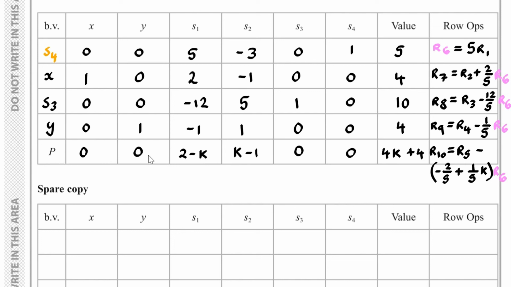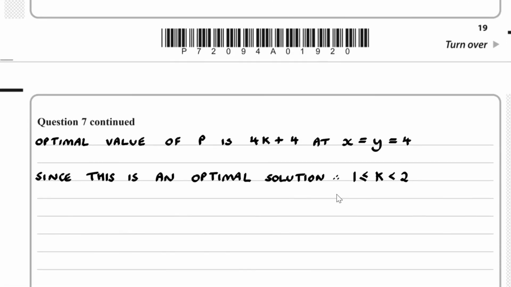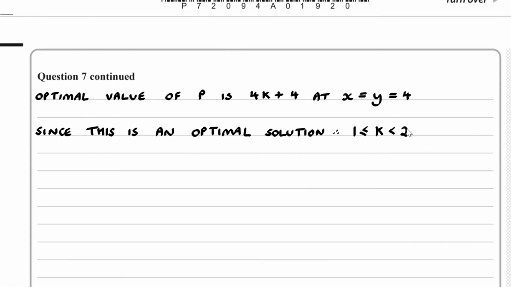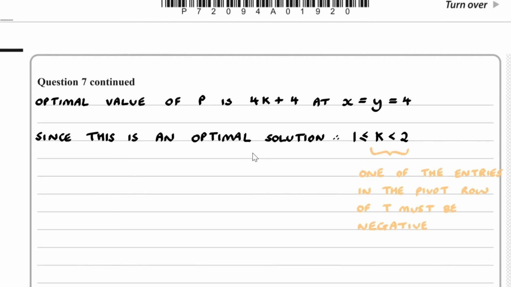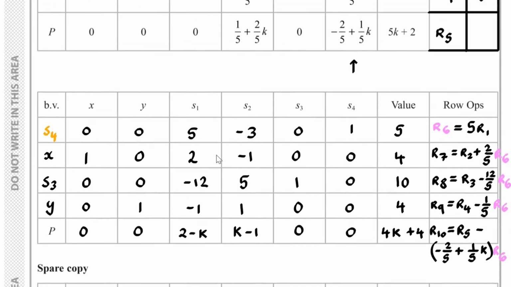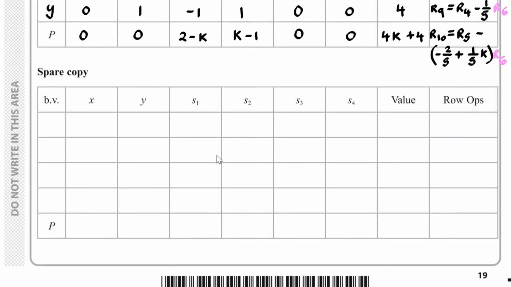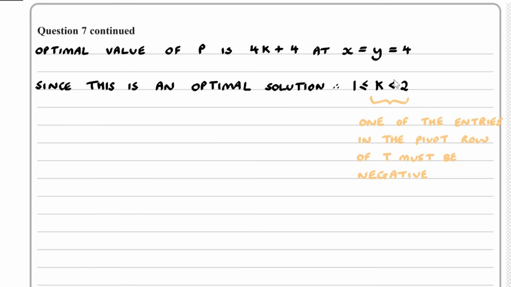We do not want any negative values, which is why it must satisfy this. Now the reason it's not less than or equal, one of the entries in the pivot row of t must be negative, which is why we have this less than. So because p is equal to 4k plus 4, if I substitute 1 in, I have 8, and if I substitute in 2, I get 12. And writing out our full solution, we have 8 which is less than or equal to p, which is less than 12.